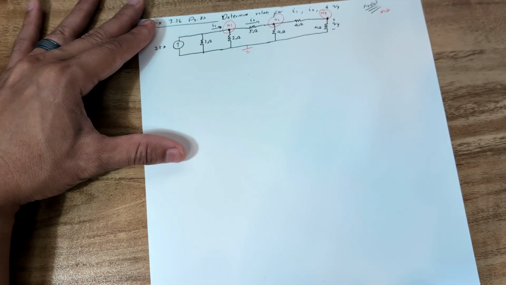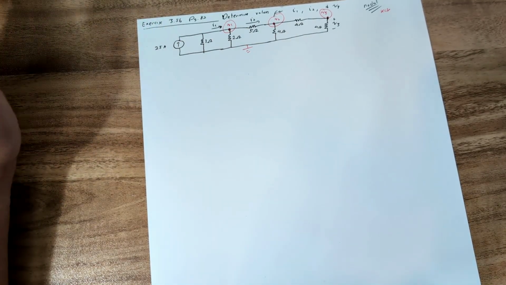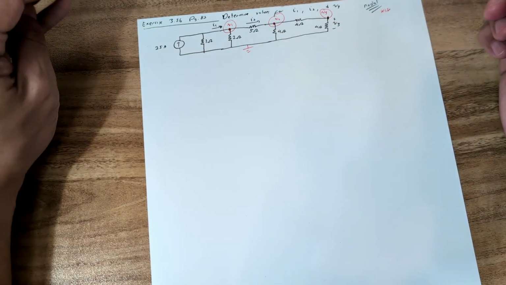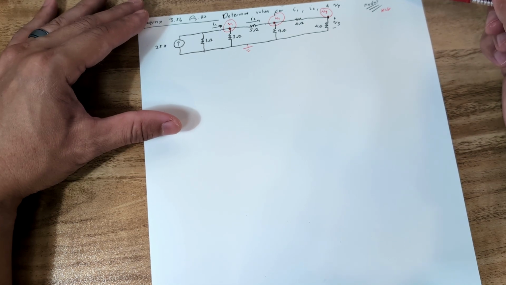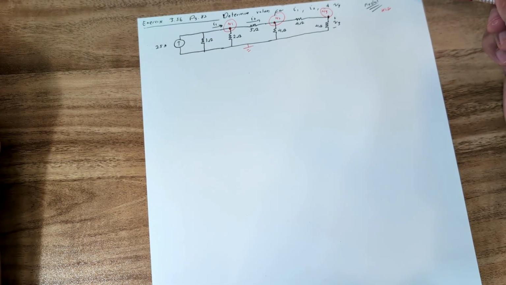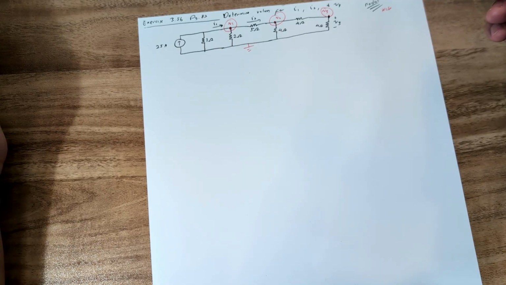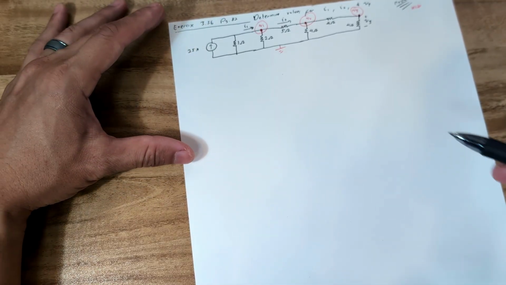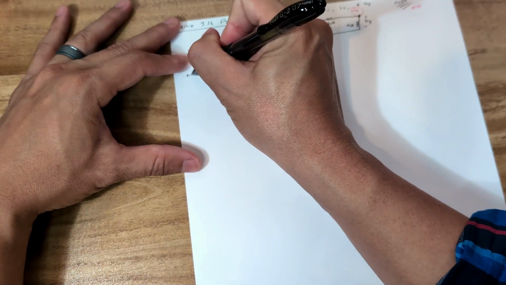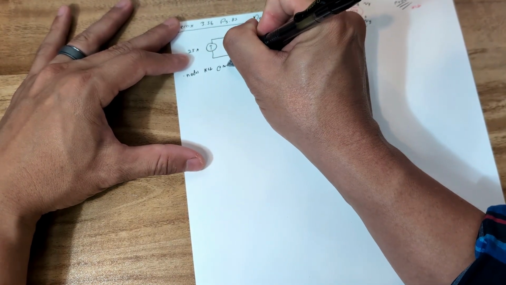And so right now you have 3 different nodes, not including the ground. The ground is a node by itself. So we have 3 different nodes that we have defined. And as we can see, there are no supernodes on this one. So we're just going to go ahead and skip right into the nodal analysis. First thing that we want to do is a nodal analysis at V1. I like to put nodal KCL at V1.